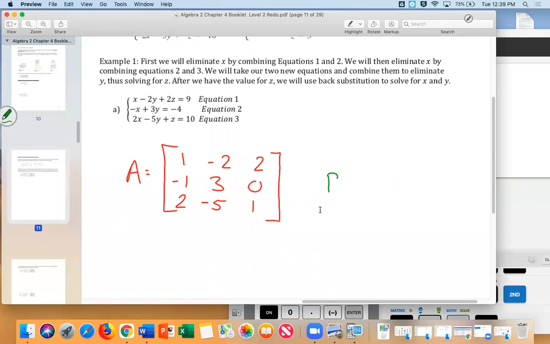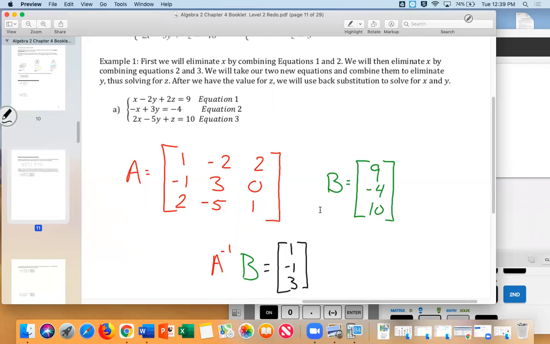The B matrix is 9, -4, 10. And this is your work: A inverse B equals. Then we got that. This is the same one as the one above it, right? It was 1, -1, 3, right? So your answer would be X equals 1, Y equals -1, Z equals 3.